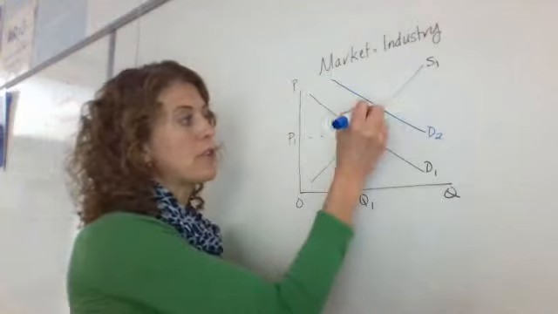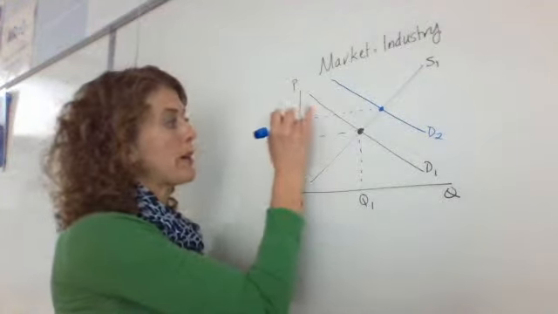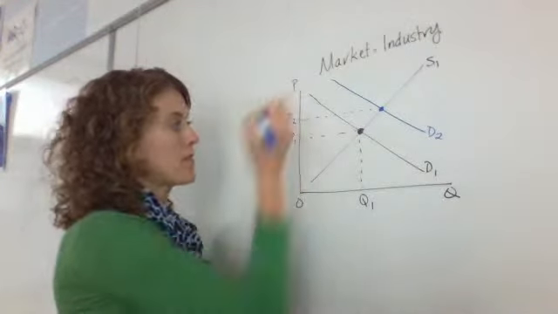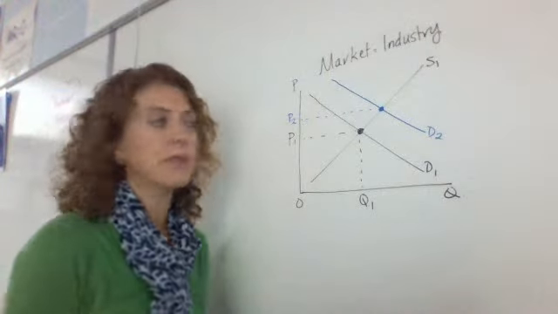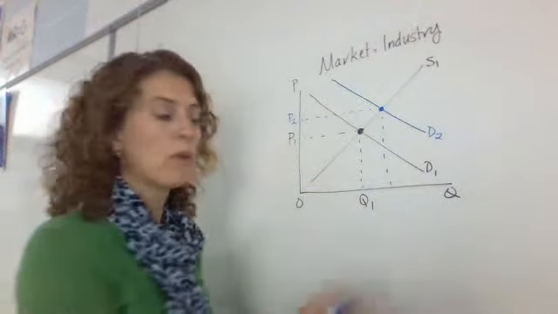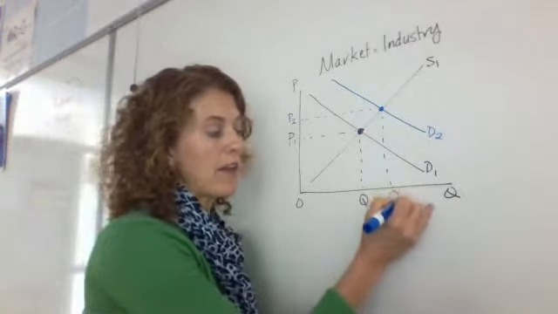We'll pull across a new dotted line from the new equilibrium over to the price axis, and that number would represent our new price, and we'll label that P2. We drop a line down to the quantity axis where we define our new quantity, and we'll label that Q2.